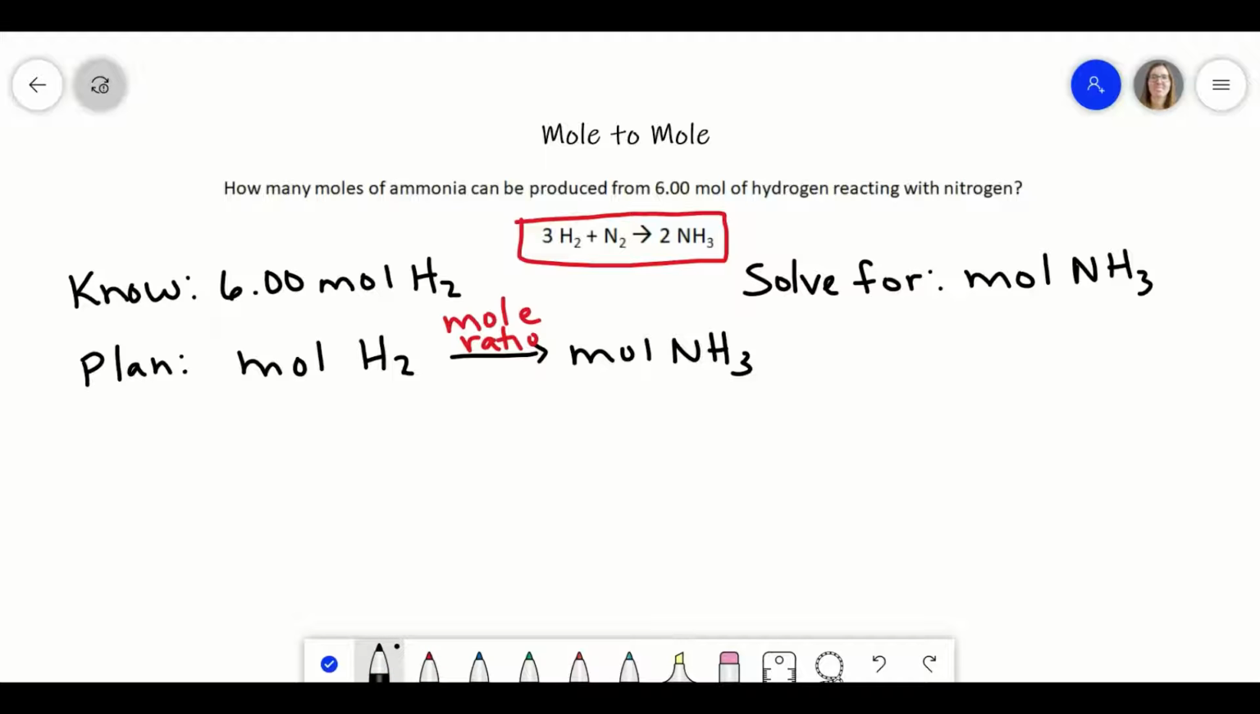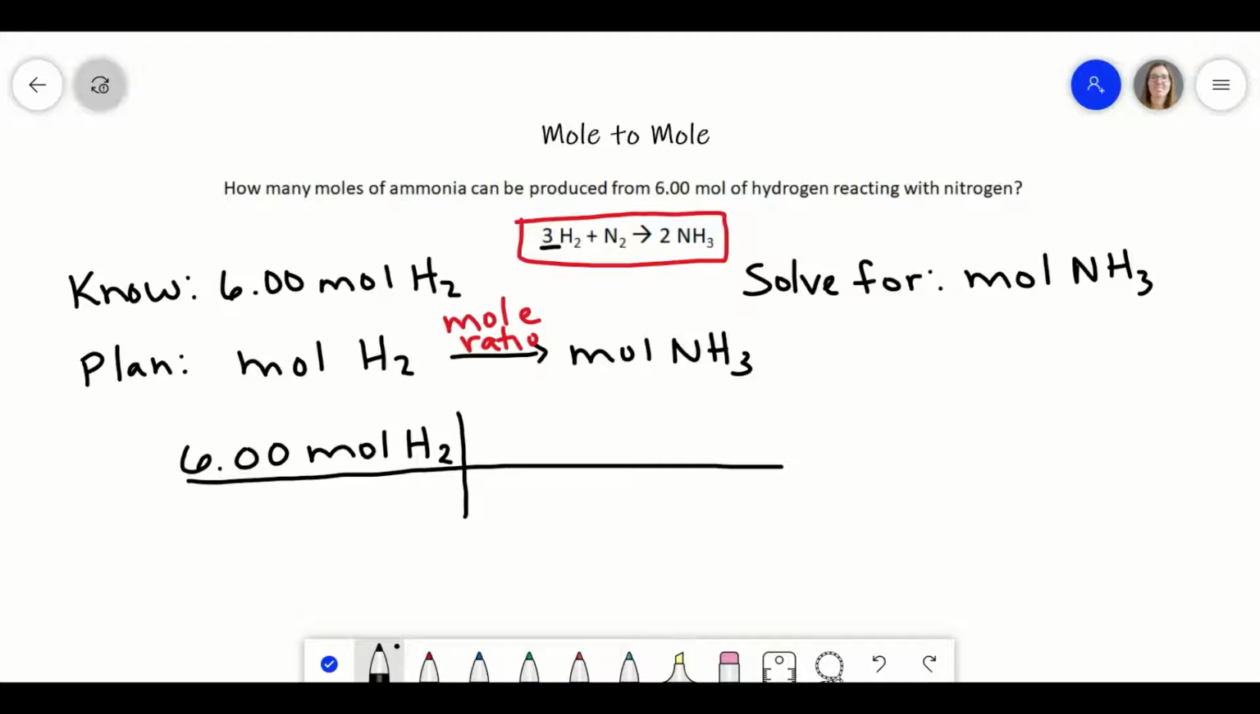So let's set it up. I'm going to use dimensional analysis, or sometimes referred to as factor label method, to solve this problem. So you always start with what you know. So we know we have 6.00 moles of H2. And then we set up a grid that's showing multiplication of conversion factors. So our conversion factor here is going to be our mole ratio. And like I said, we're going to use the numbers or the coefficients in front of H2 and in front of NH3 to set up our ratio.